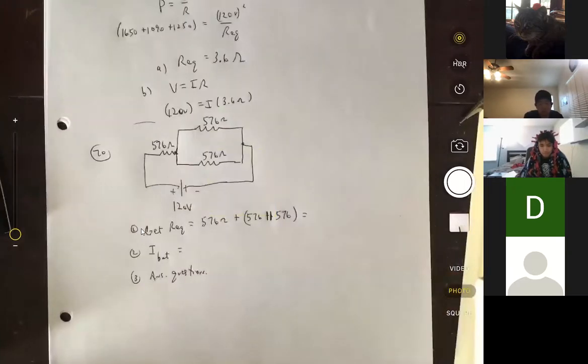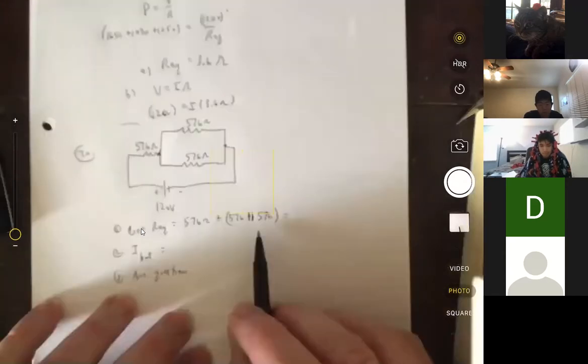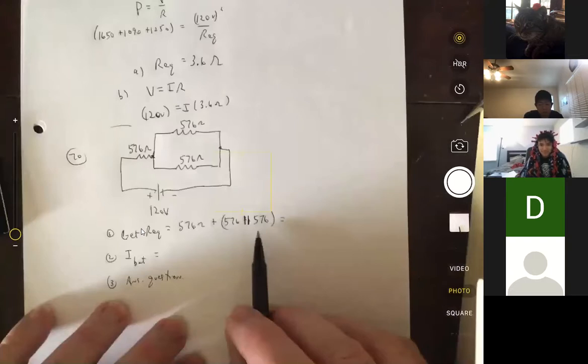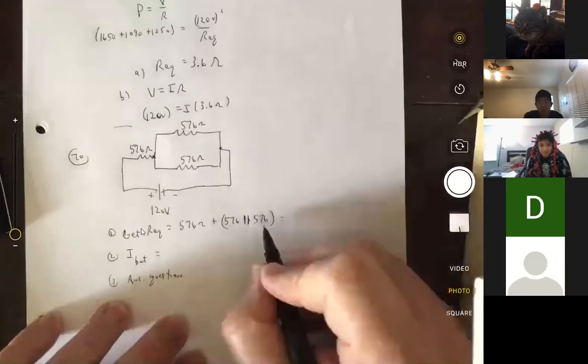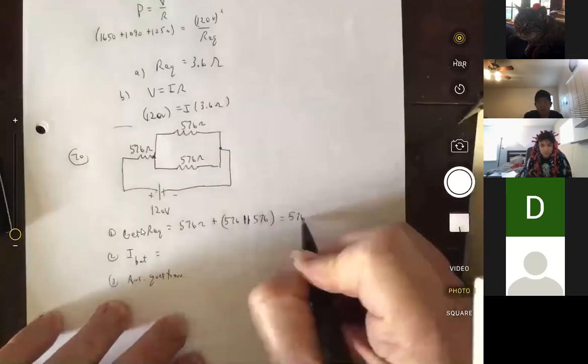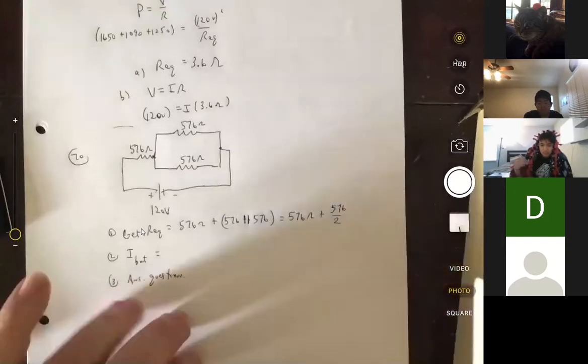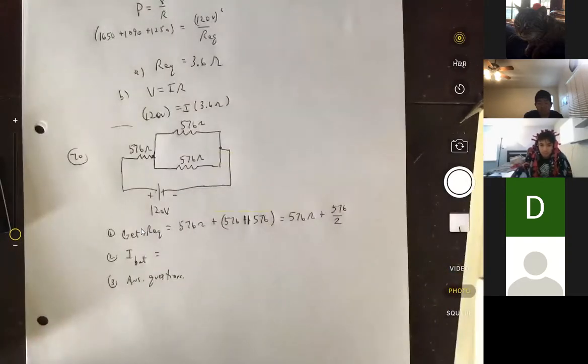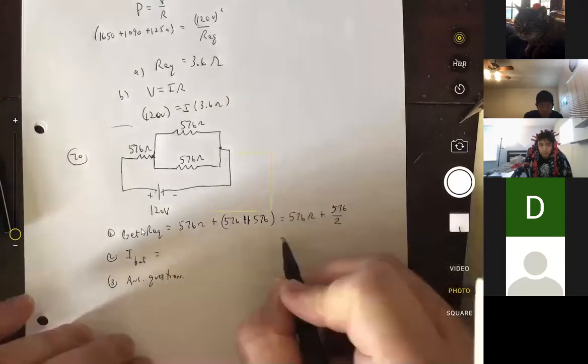Well, I hope you remember that two identical resistors in parallel is equal to 1/2 of their resistance. So I'm going to have 576 plus 576 over 2, because the two 576s in parallel equals a single 288. So I've got 576 plus 288, which is going to be 864. So I've got an equivalent resistance of 864.